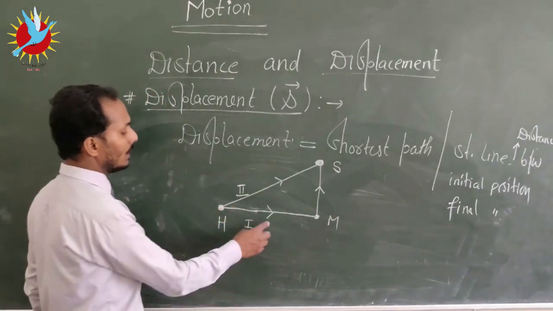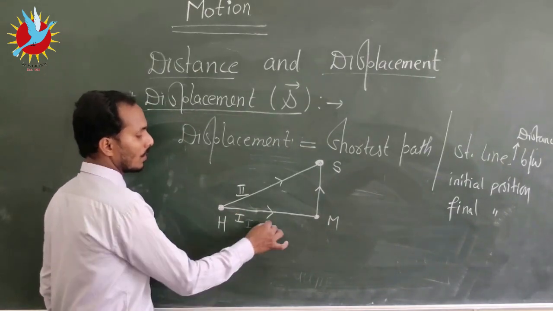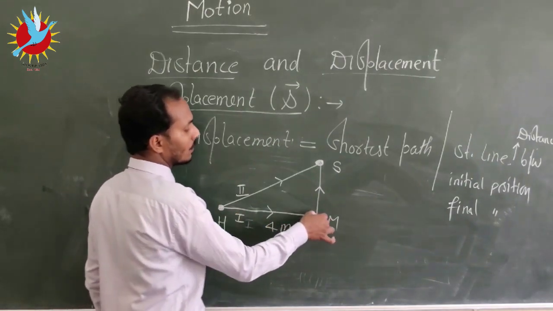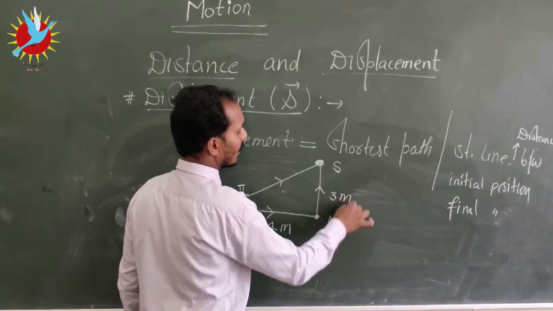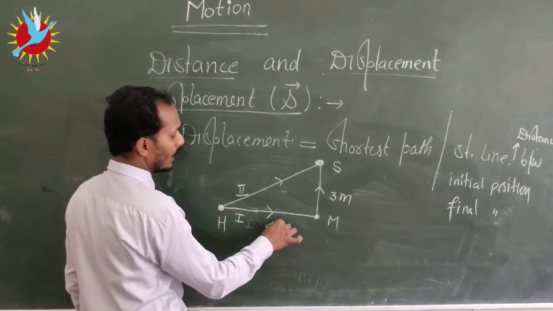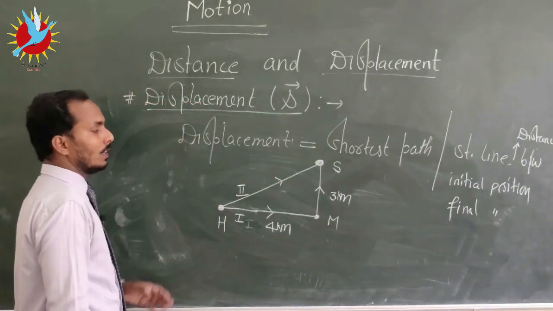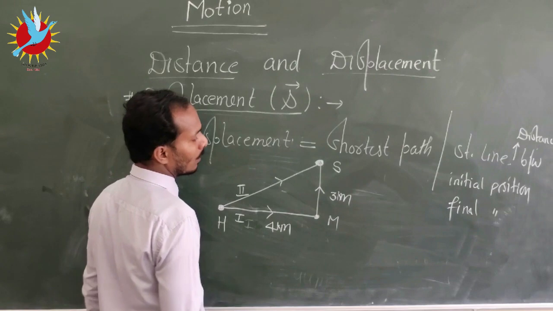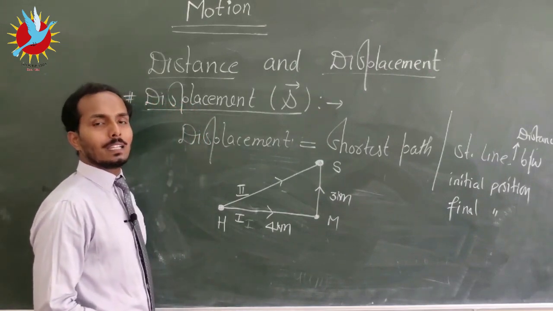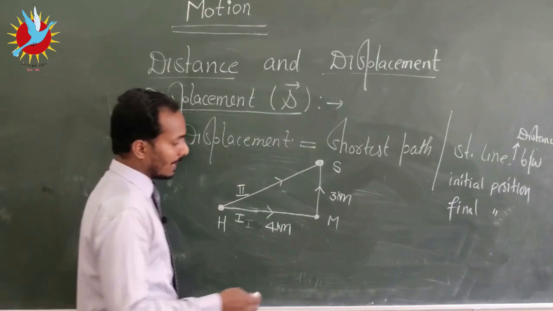Suppose its value is 4 kilometer and its value is 3 kilometer. Then calculate the distance and displacement.